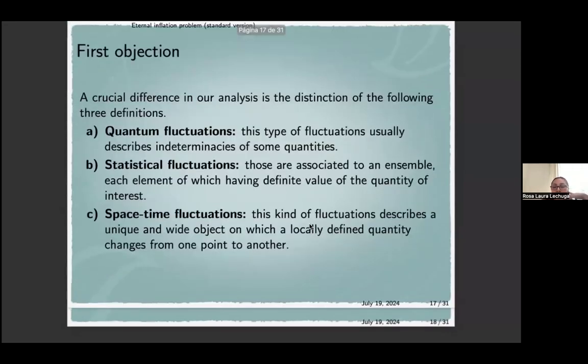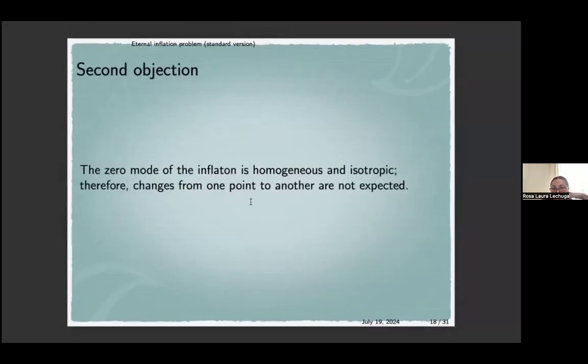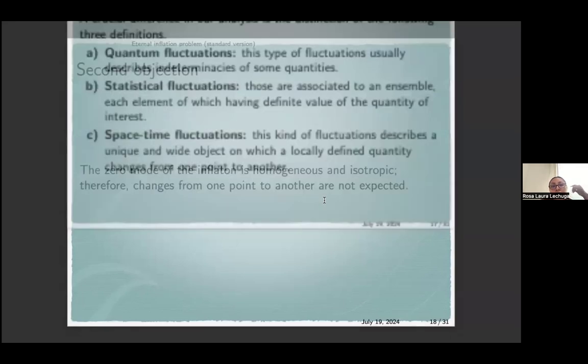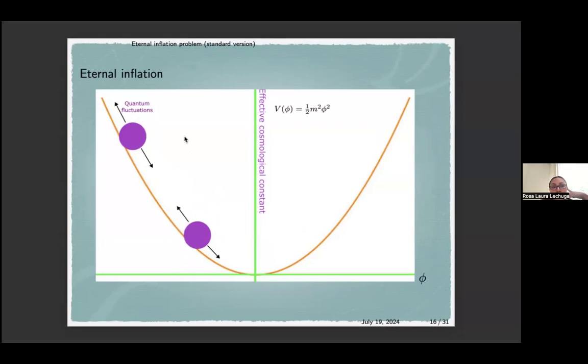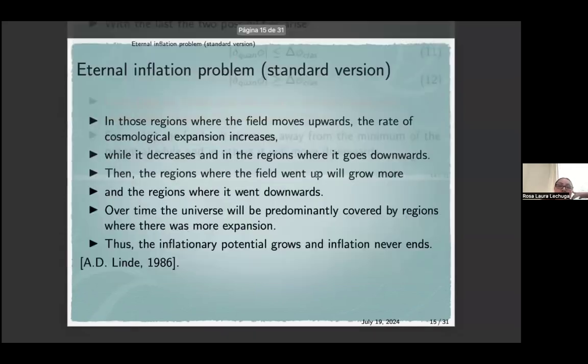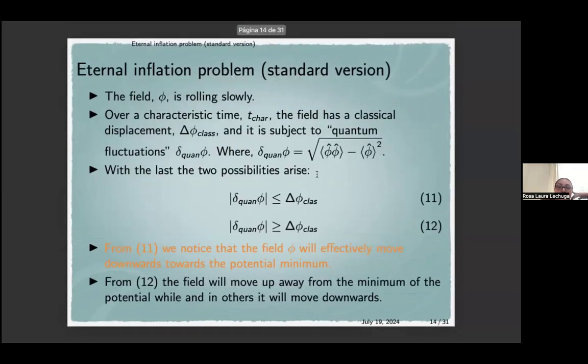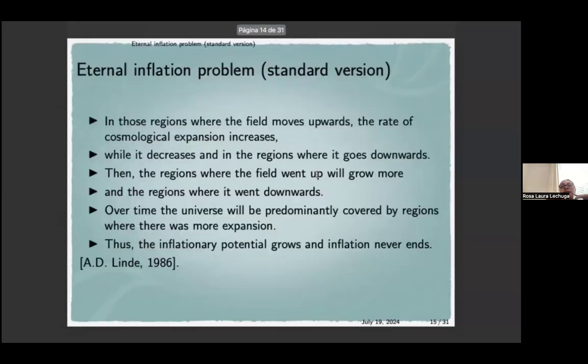But one project that I studied in my PhD is to try to see if the eternal inflation problem has a solution using semi-classical gravity and collapse theories. And I will present it to you in the last 10 minutes of this session, but I want to know if you have questions at this point.